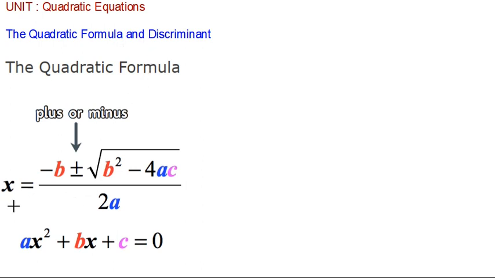This is the quadratic formula. It says that x, or the roots of the quadratic equation, equals minus b plus or minus the square root of b squared minus 4ac, all of that over 2a. a, b, c are the constants in the quadratic expression, which has to be in the standard form ax squared plus bx plus c equals 0. And this term here, previously we have learned, is called the discriminant.